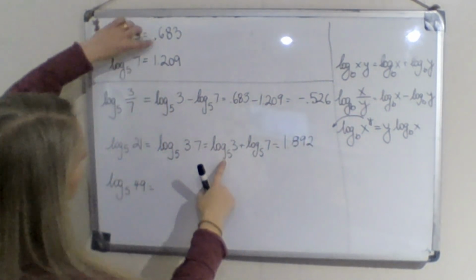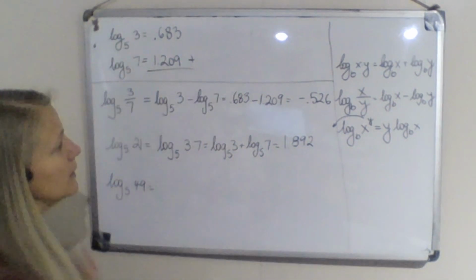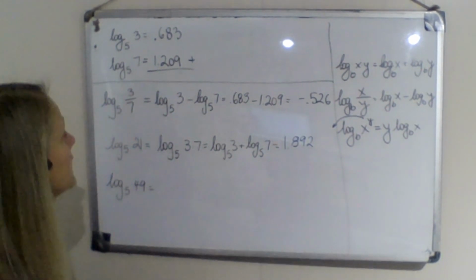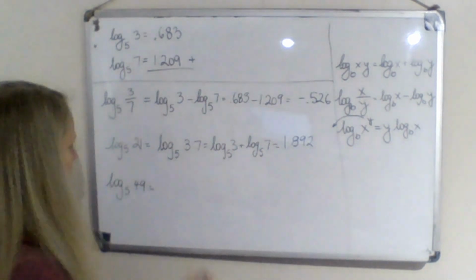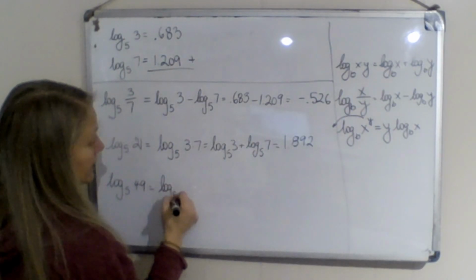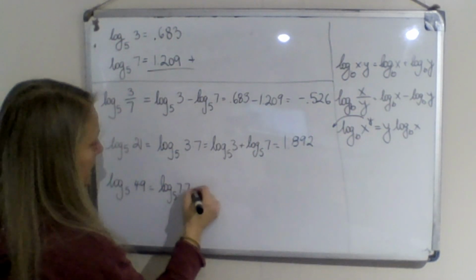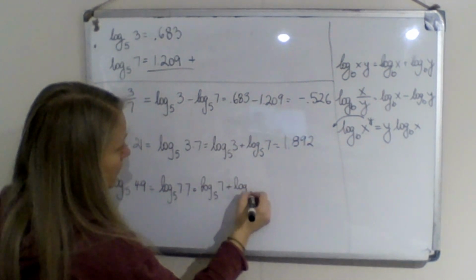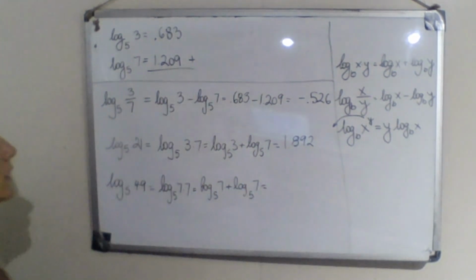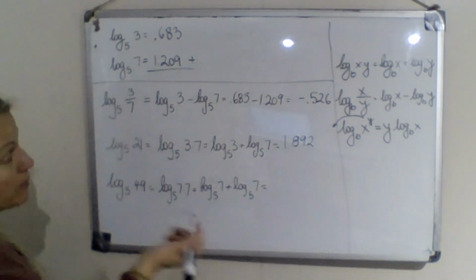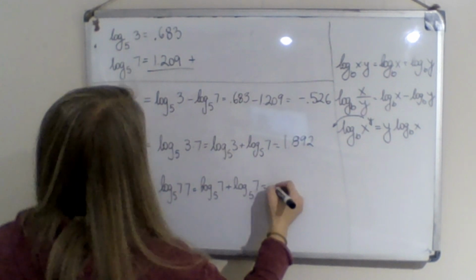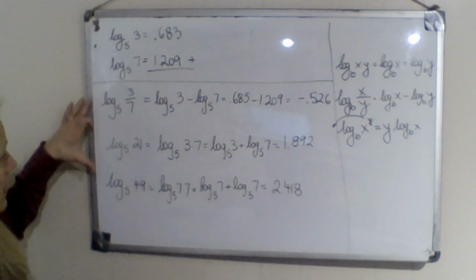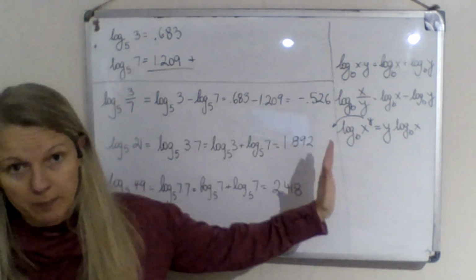We have a value for this, so all I have to do is add them up and get that value out. Log base 5 of 49. Can I write 49 as something with 3 or something with 7? We said in class, this is log base 5 of 7 times 7, which becomes log base 5 of 7 plus log base 5 of 7. And now I have values. It's 1.209 plus itself. This becomes 2.418, and we're done. This is how we go from a condensed version to an expanded version.